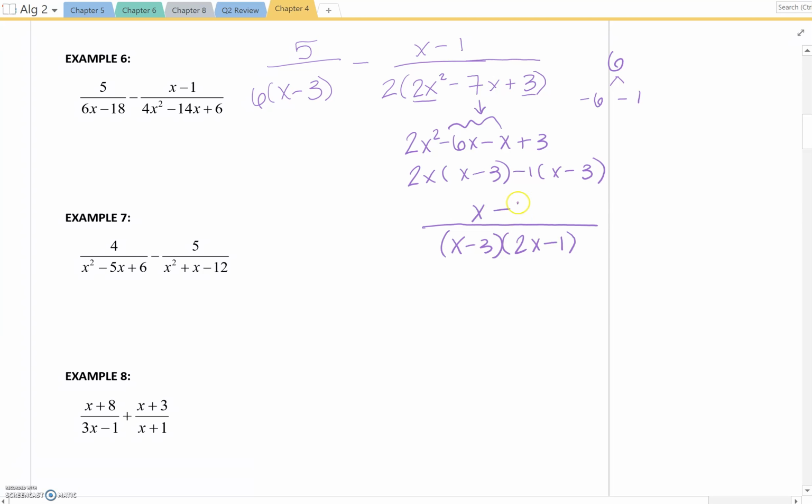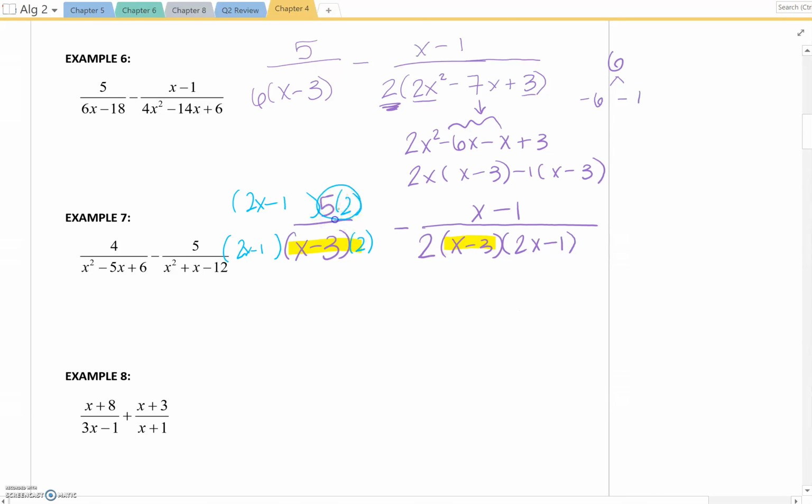Over x minus 1, or x minus 1 is over that, minus, okay. And there was also a 2 out here from over here. All right. They have x minus 3 in common, which means that the left fraction needs a 2x minus 1. It also needs a 2, which means this needs a 2. And this needs a 2x minus 1.